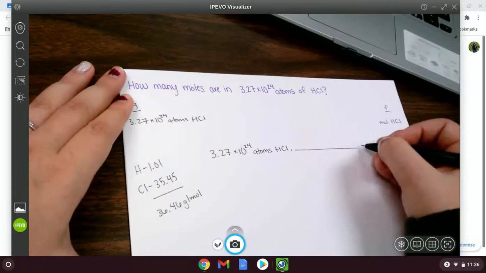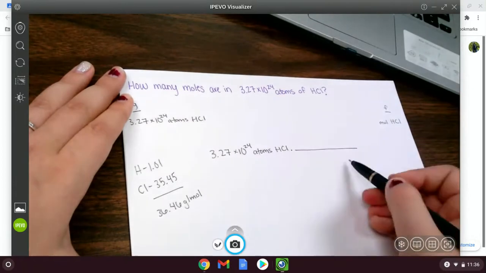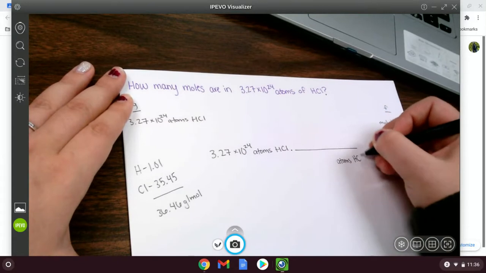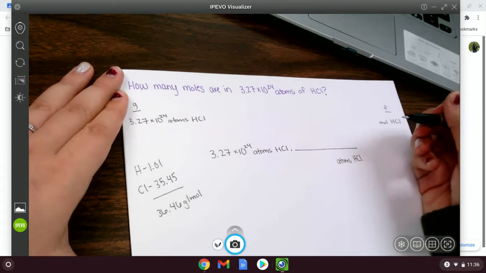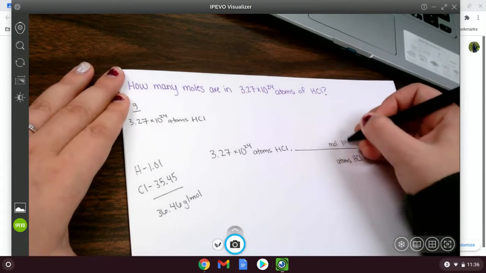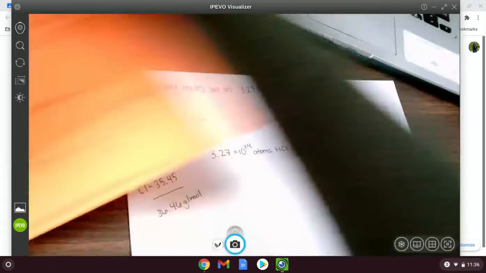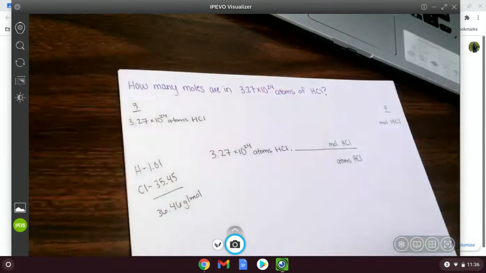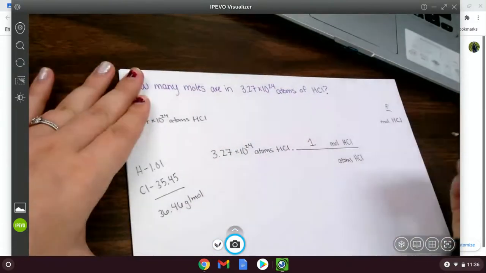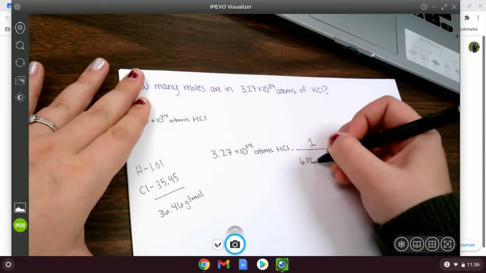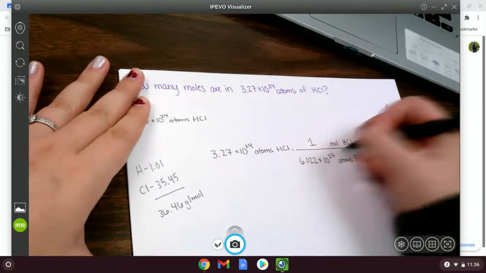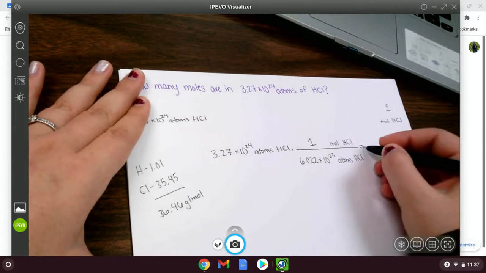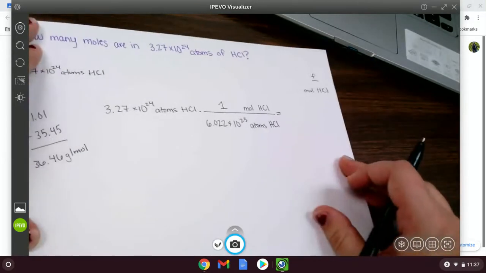Dot and a line. I want atoms to be on the bottom because I want to get rid of it. Atoms, HCl. But if we go from atoms, we've got to go through the mole. So mole, HCl, will be on the top. That's because I'm using this conversion factor. Atoms on the bottom, moles on top. The number 1 always goes with mole for right now, and 6.022 times 10 to the 23rd always goes with atoms. We want moles, and look, we're in moles. So this is a one-stepper. We're going to put our equal sign, and now it's time to do some math.